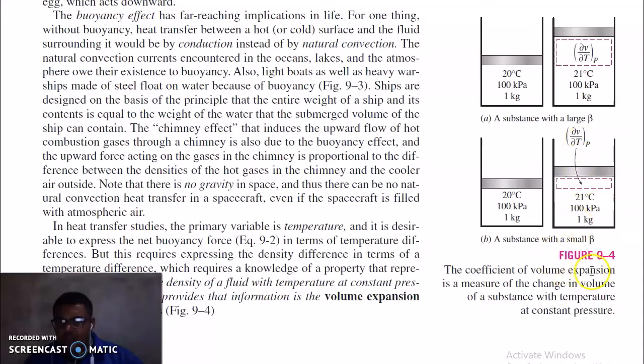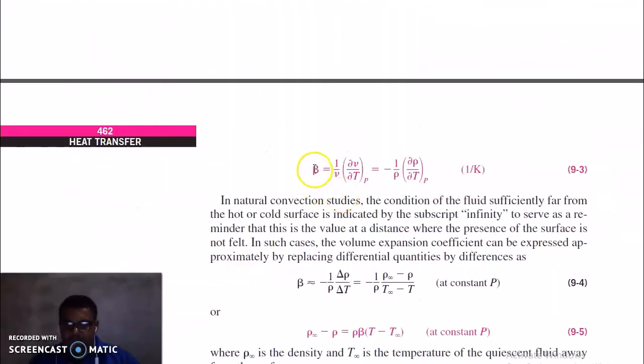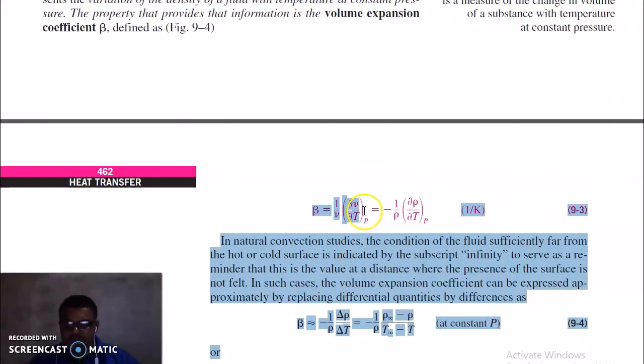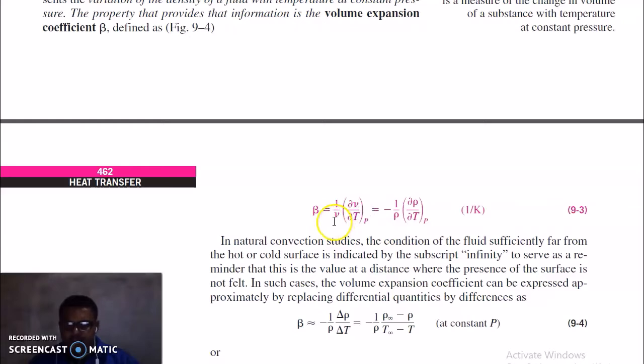So the coefficient of volume expansion, beta, is a measure of the change in volume of a substance with temperature at constant pressure. The higher the beta, the higher the expansion of the substance, that is, the increase in its volume. So this is your beta, the volume expansion coefficient. Now divide and multiply by mass, because mass is fixed in this case. Mass won't change with the expansion; it will remain constant. So dividing and multiplying by mass, you get this relation.